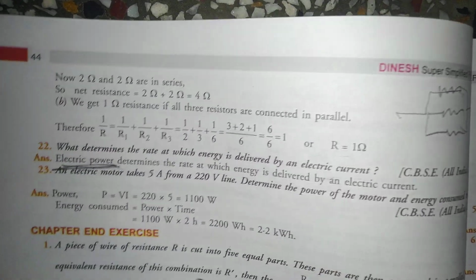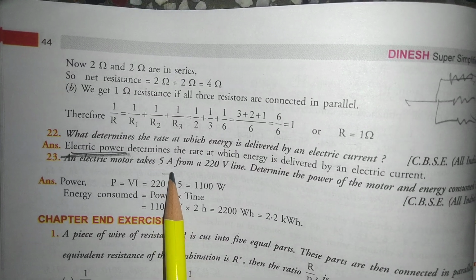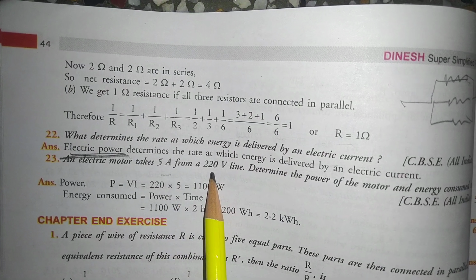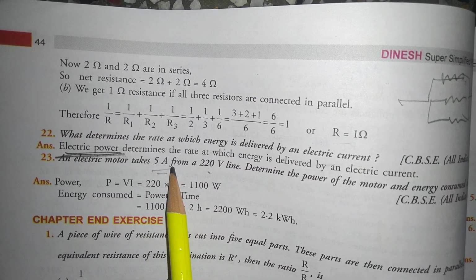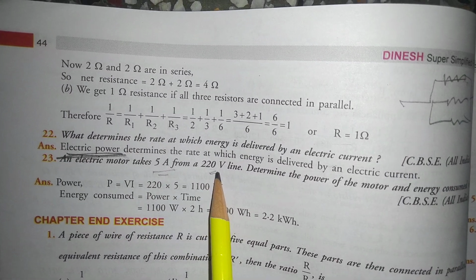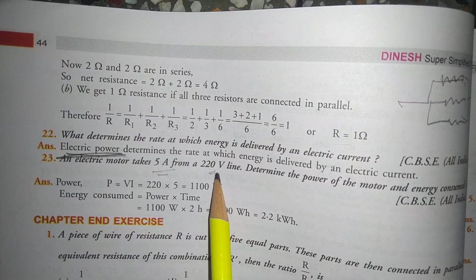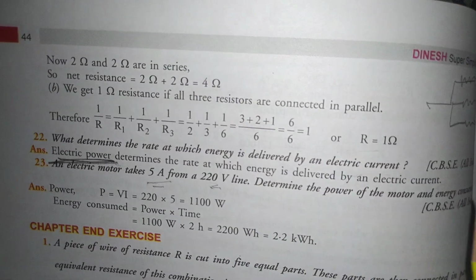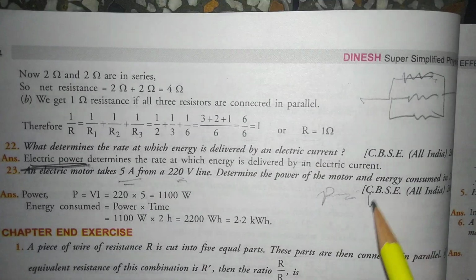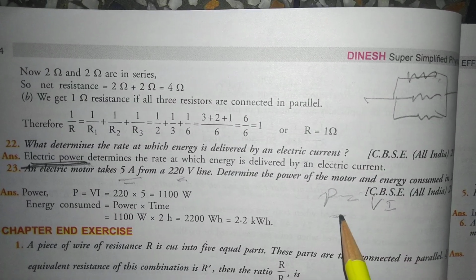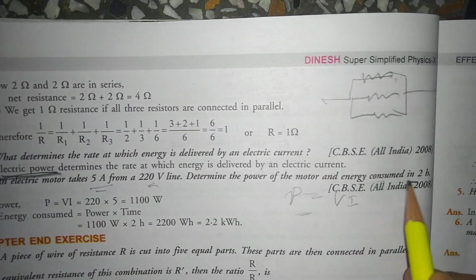Next question is, an electric motor takes 5 ampere from a 220 volt line. It means the electric motor is drawing 5 ampere current when the source of voltage, the potential difference, is 220 volt, and you have to determine the power over here. Simply we know our relationship V into I, with which we can find out the power over here, and the energy consumed in 2 hours.